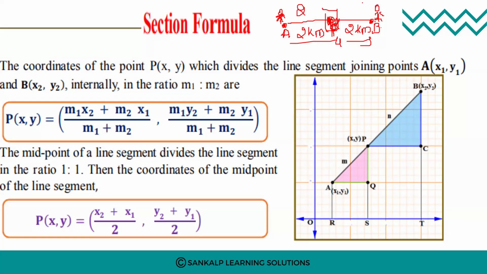That means 2:2. Total kilometer is 4, right? So total distance is 4 kilometers, and this P divides 4 kilometers into 2 parts. That is 2 kilometers, 2 kilometers. But it need not be 2 kilometers. If A to P is 1 kilometer, how much is it from P to B? 3 kilometers remain. If A to P is 3 kilometers, how much from P to B? 1 kilometer remains. So point P can be anywhere, your chocolate shop can be anywhere, right?